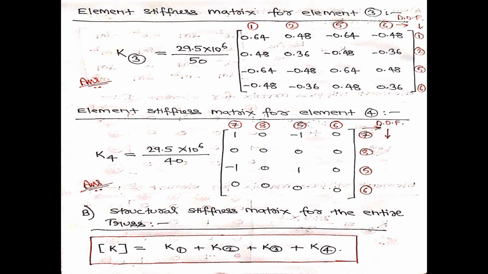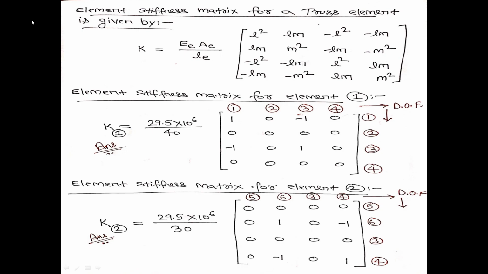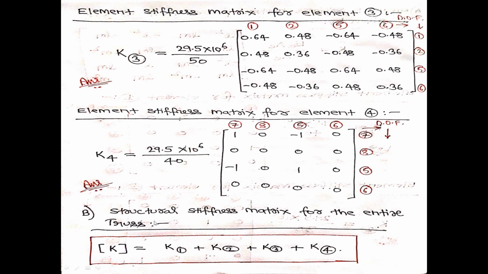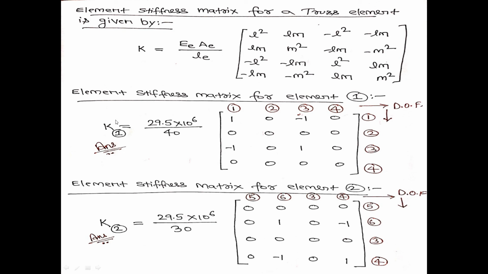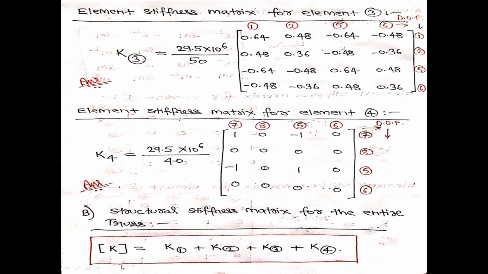How can we get the global stiffness matrix? If I add the elemental stiffness matrix of each and every element of the truss, then I finally get the global stiffness matrix. If the global stiffness matrix is denoted by K, then K will be equal to K1 plus K2 plus K3 plus K4. If you add all these four elemental stiffness matrices, you will get one big global stiffness matrix.